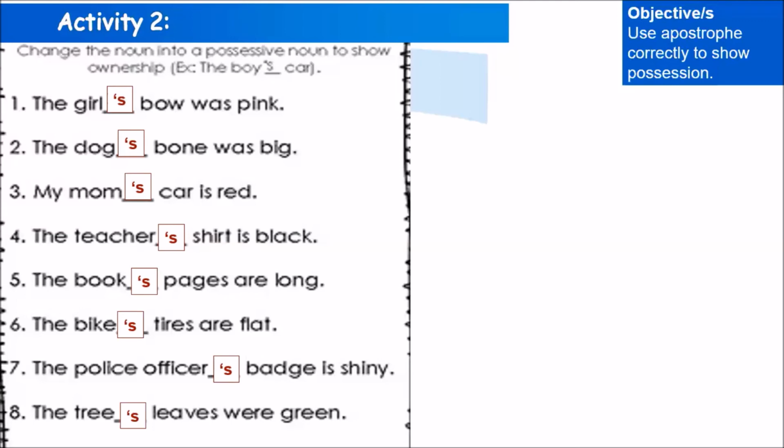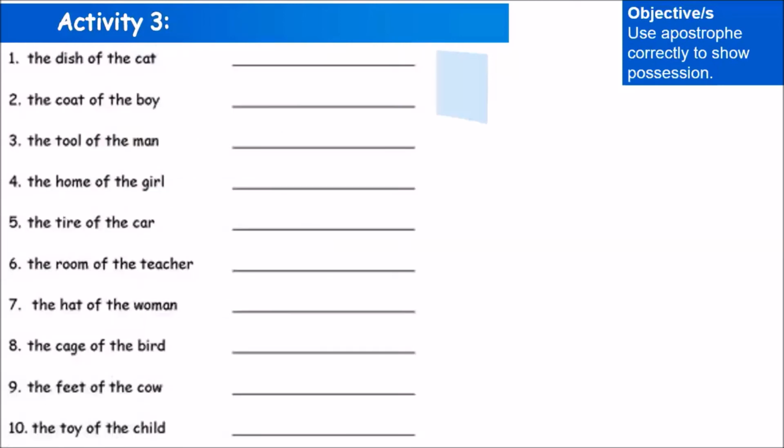Again, why did we write apostrophe S in all these words? Because they do not end in S. So if the word does not end in S, we add apostrophe and then S. But if the word ends in S, we simply add apostrophe.